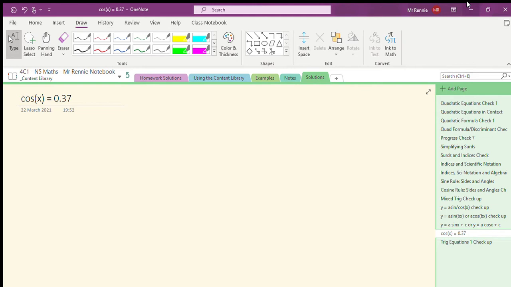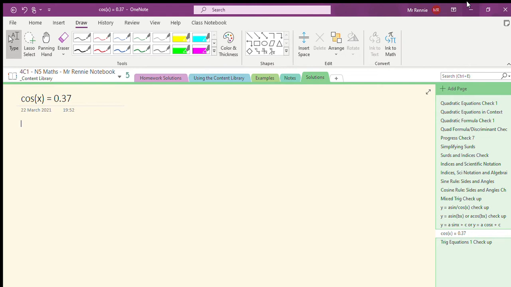We're going to go over the solutions to the assignment posted on your Teams page, where you had to solve cos of x equals 0.37. Today's lesson should have been an introduction to how to work a CAST diagram, so you'd be able to solve for either sine, cos or tan. Today's question is just a cos question, so we'll go over the solution to that.